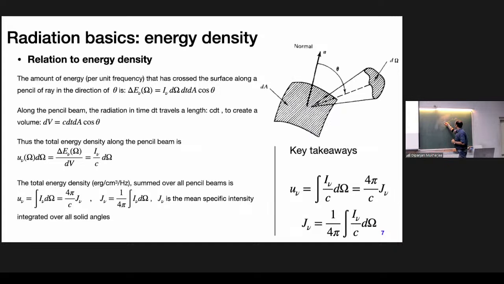What I want to find out is, in time dt, the radiation travels from here to here, a path length of c times dt. What is the total energy within this body? So that is what I am trying to find out.